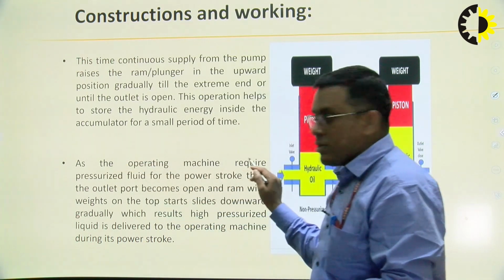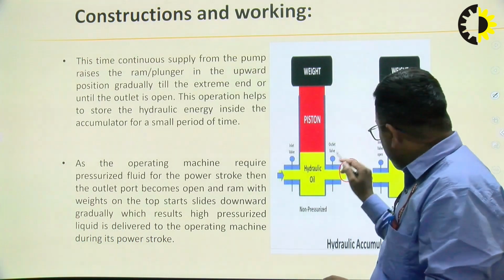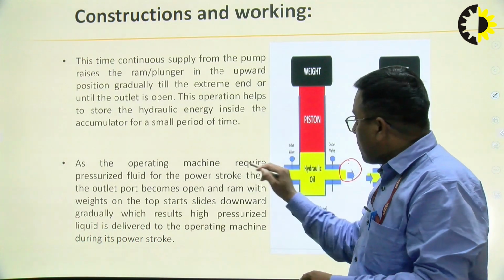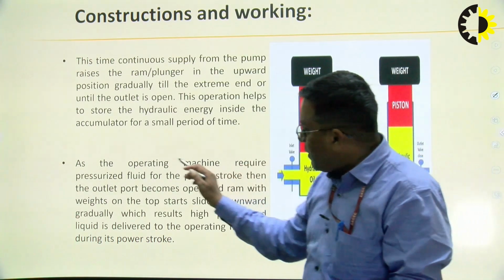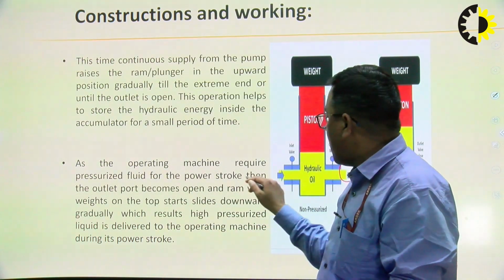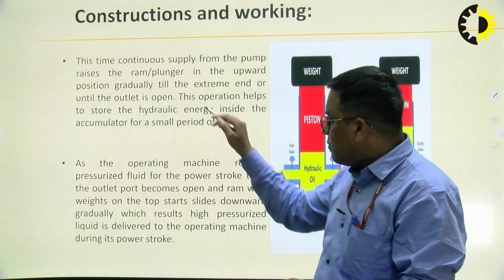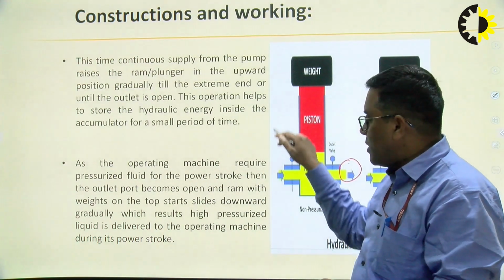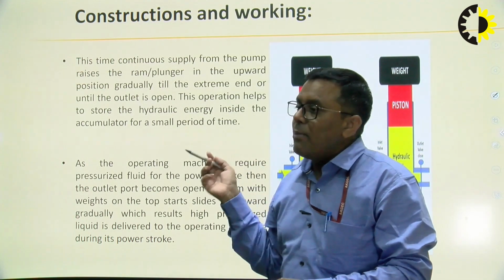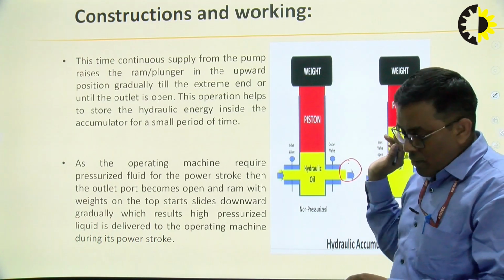Now we are coming to when the power requirement from the machine is more, or lesser energy is supplied from the pump. In that condition what will happen? The operating machine requires pressurized fluid for the power stroke. Then the outlet port becomes open and the ram with weights on the top starts coming down, bridging the gap and delivering the energy and the power. So that is the simple working of the hydraulic accumulator.